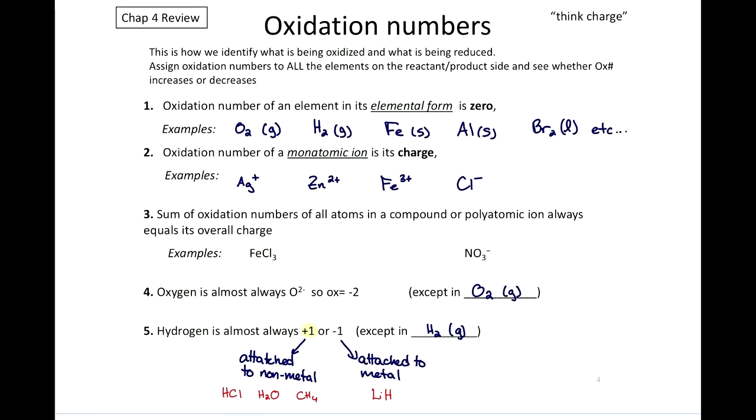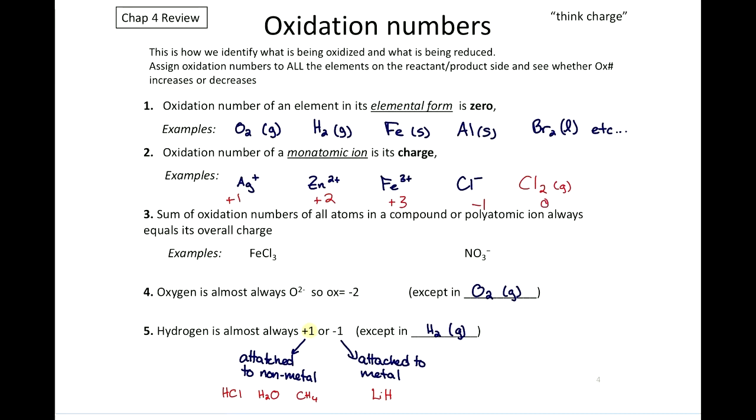So Ag+, what is its oxidation number? Don't think about it too hard. Charge is oxidation number. +1. What is Zn2+? +2. What is Fe3+? +3. What is chloride, Cl-? -1. Great. But what would Cl2 be? Cl2 gas. What would the oxidation number of that be? It would be 0, yes.